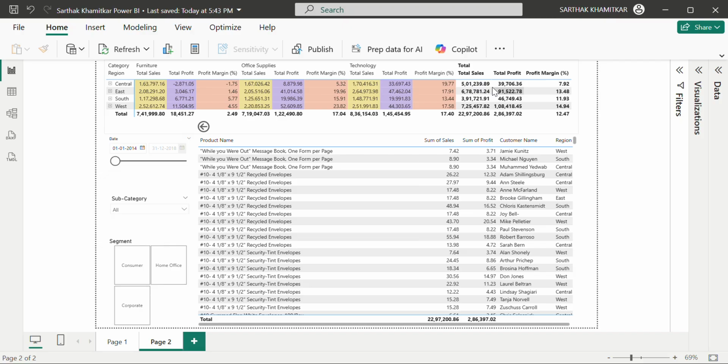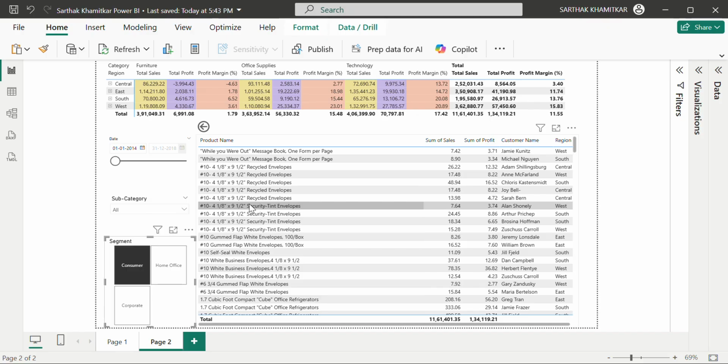Below this, I have created a detailed product level table listing product name, sales, profit, customer name, and the region it belongs to. You can also see I have added small slicers for date, subcategory, and segments. For example, when you select any segment, like I am now clicking on consumer, I will be able to see only the consumer part, like the sum of sales for consumers, sum of profit, the customer names, and the region where the sales are being listed.